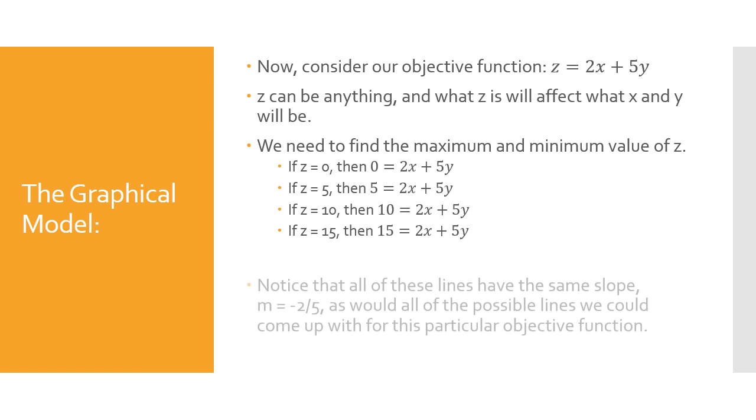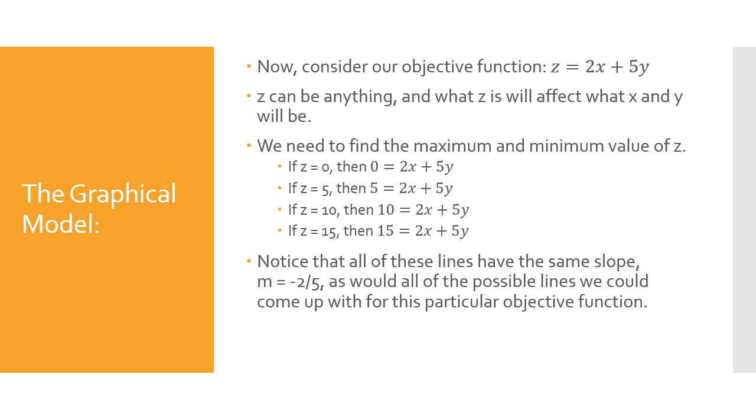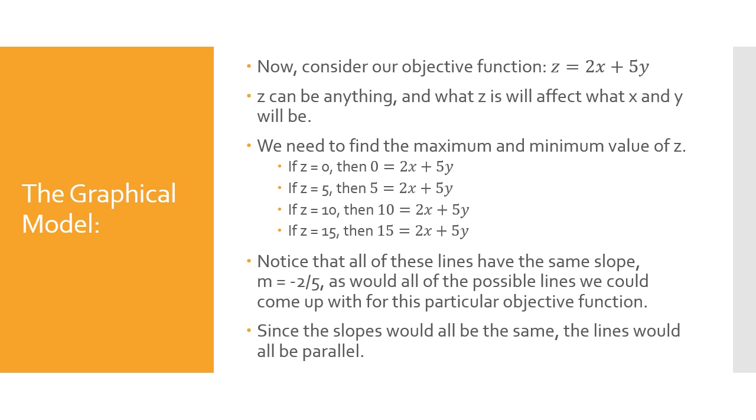If you look at these equations, you will note one thing. They all are going to have the same slope. If you solve for it, you're going to find that the slope is negative 2/5. In fact, any of the possible lines that you could create for all the different values of z you could use will have the same slope. And as we remember from geometry, lines that have the same slope are all parallel.